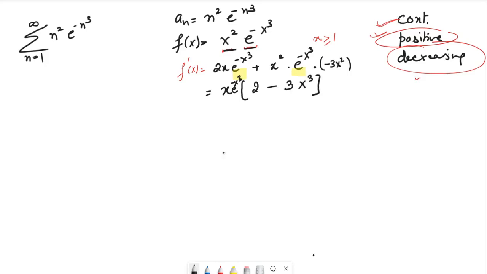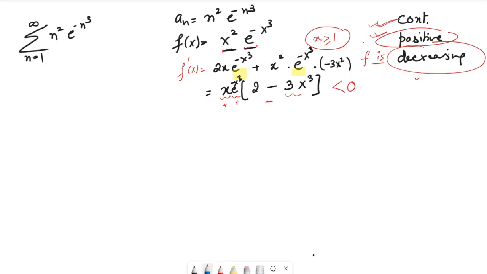3x cube. Now you guys notice x is positive because x is more than or equal to 1. This is positive. 2 minus 1, when x is more than 1, this number is going to be larger. So 2 minus 3 times something more than 1 has to be a negative number. So overall, f prime is negative. That means f is decreasing. So all three conditions are satisfied.